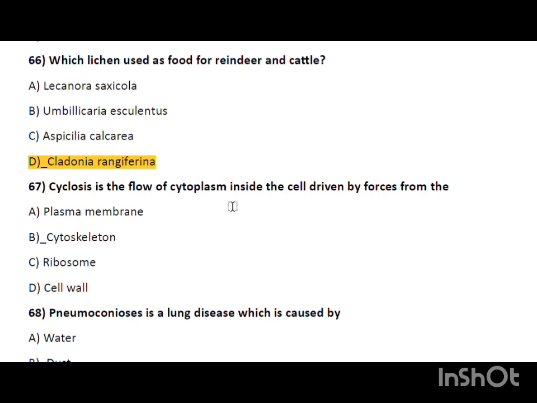Then question number 67. Cyclosis is the flow of cytoplasm inside the cell driven by forces from the option A plasma membrane, option B cytoskeleton, option C ribosome, option D cell wall. The correct answer is option B cytoskeleton. The movement of cytoplasm is called cyclosis.